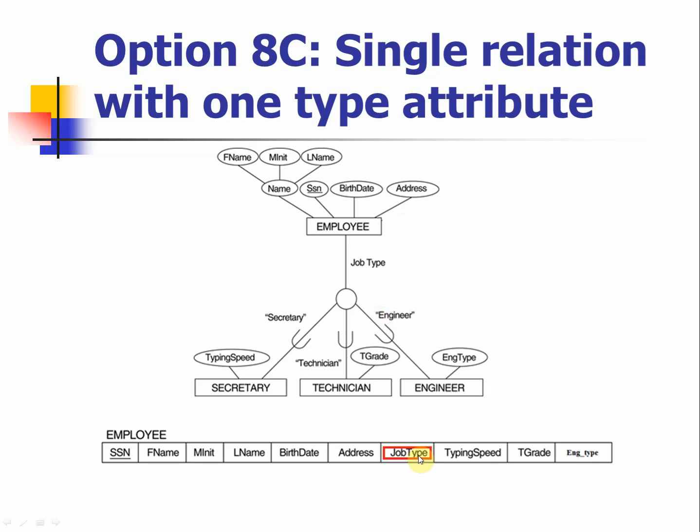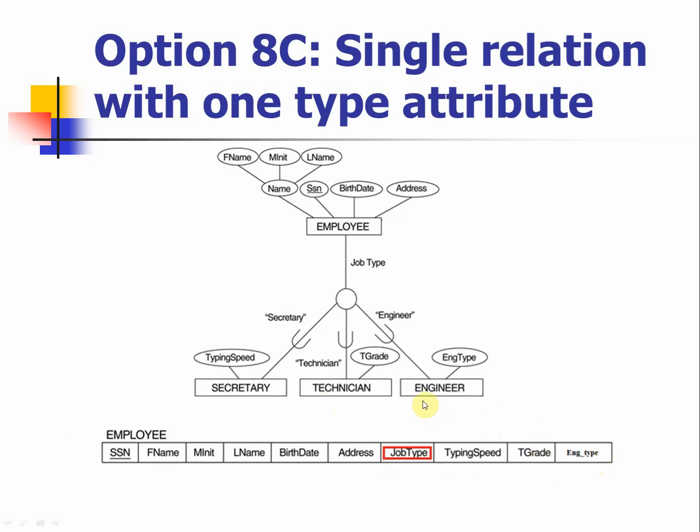So, job type. Therefore, once we create this one, if that person is a secretary, we will put secretary in job type with the typing speed indicating the local attribute. For T-grade and engineer type, in this example it will be null, because that's a secretary. If this person is a technician, then it will have all of these attributes with technician here with some value for its T-grade, a null value for typing speed, and a null value for engineer type. It will be similar for the engineer.